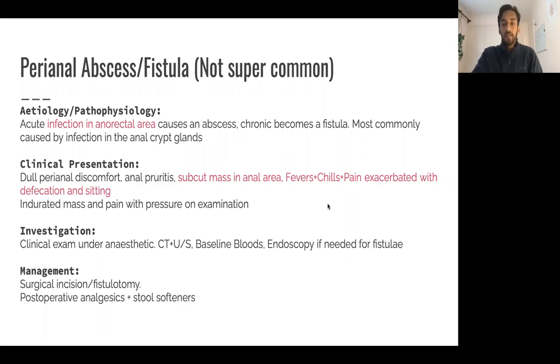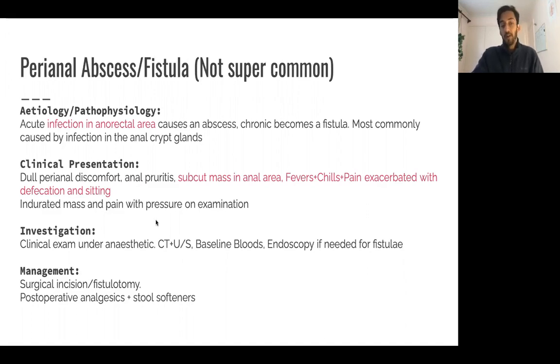Most commonly, these are caused by infections, as I said, in the anal crypt glands, which are just around the anus, little outpouchings. Once again, your presentation is really just a subcut mass in your anal area. Most commonly, you'll see that on exam, but if a patient presents to you on history, make sure to screen them for infectious symptoms, plus pain on defecation, as well as when they sit down. So when you sit down, it usually means there's a little bit of a mass there versus your hemorrhoids and anal fissures, which are more so pain specifically on defecation.